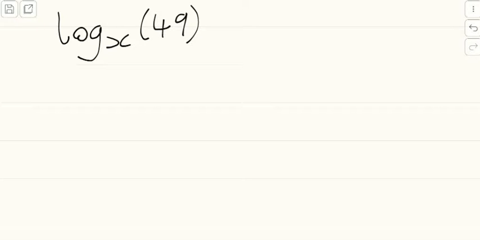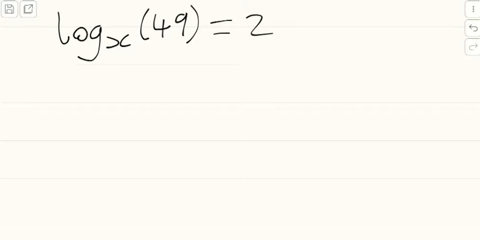Hello guys, in this video we're going to be looking at logarithms, just solving some basic problems using logarithms. So let's start off with an example like this. Log to the base x of 49 is equal to 2.